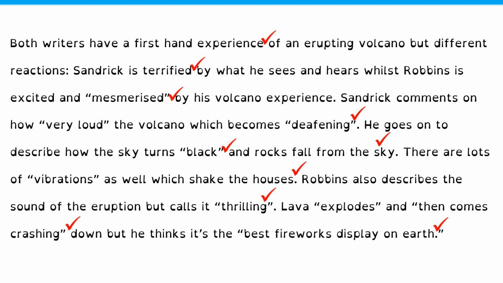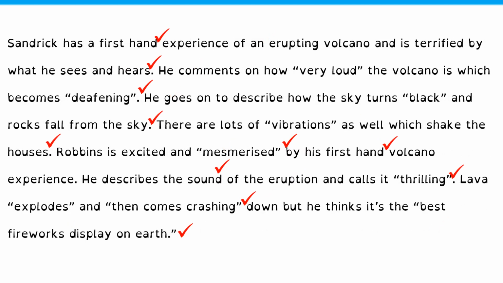Here's an answer which does this. It's vital that it's clear which text you are writing about. This example, you'll notice, does compare, but this answer, which doesn't compare, would also be awarded 4 marks. What both examples share is being succinct, short and precise.